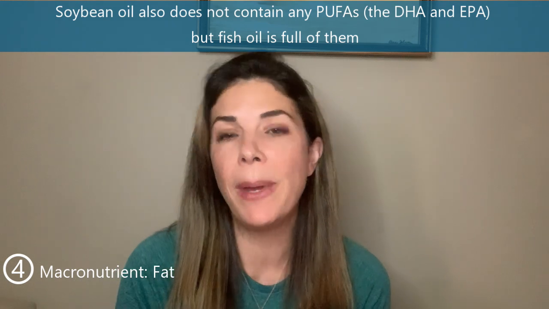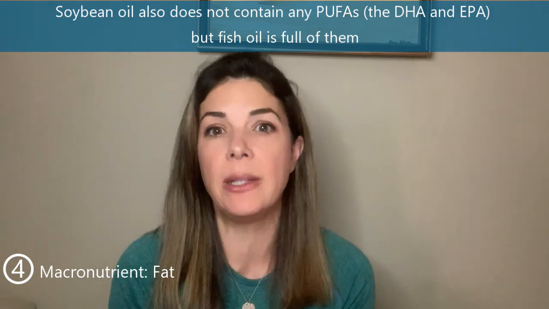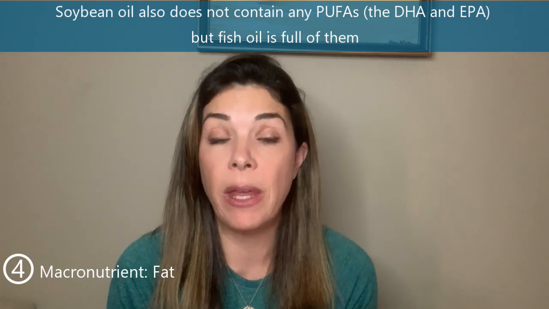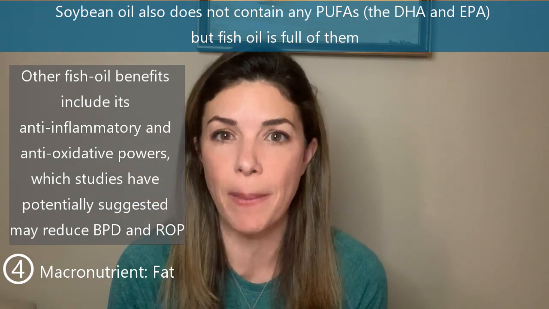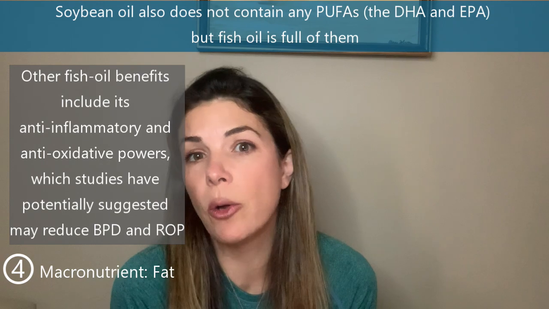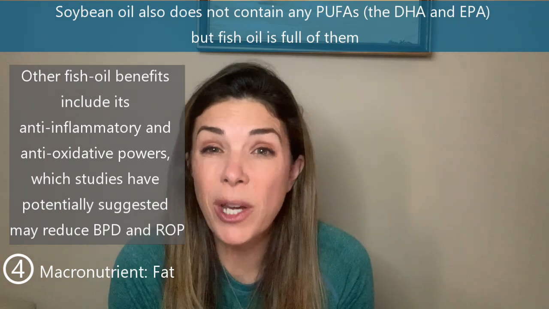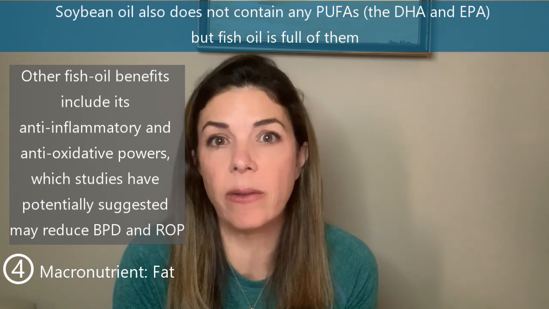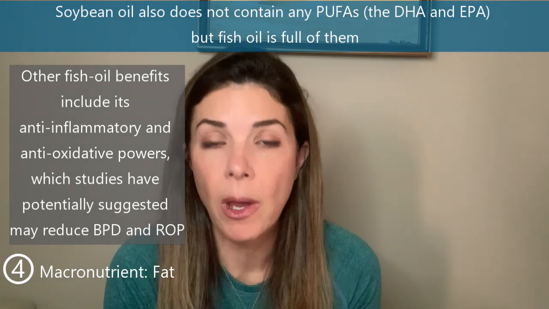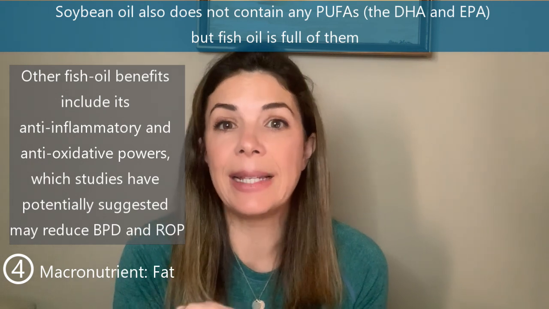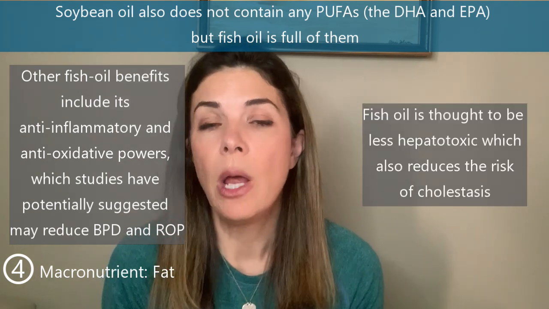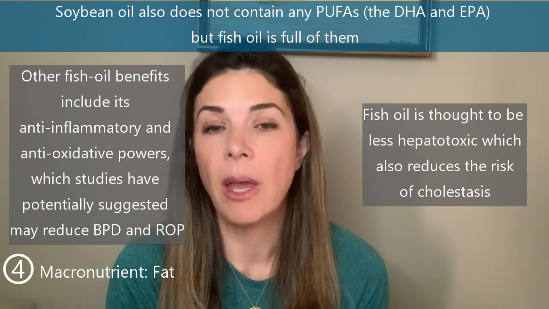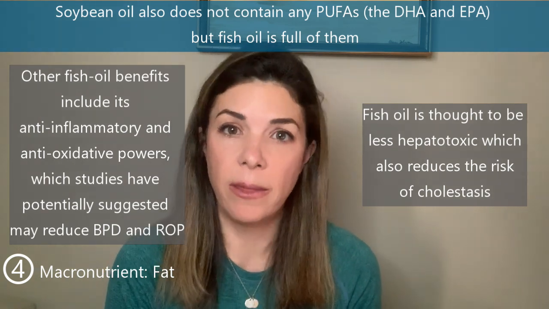As an aside, since this whole video is about little asides, soybean oil does not contain any PUFAs, so the DHA and the EPA, whereas the fish oil is absolutely full of them. Also, fish oil is thought to be very anti-inflammatory. The fish oil also has been shown to have antioxidative effects, which potentially may decrease the incidence of BPD and ROP in growing babies. We do know that the fish oil is less hepatotoxic than the soybean oil. So numerous studies have shown that you are less likely to end up with cholestasis if a baby is on fish oil versus the soybean oil.